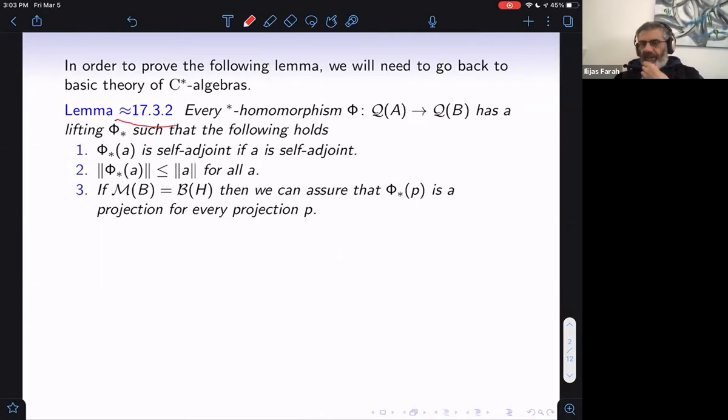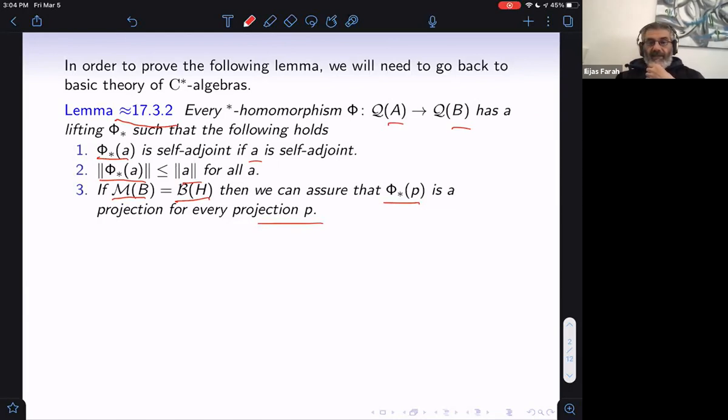This is not exactly lemma 17.3.2, but it is close enough, pretty much the same lemma in some sense. Here, A and B are just non-unital C*-algebras. And the statement is that every star homomorphism phi between their coronas has a lifting phi_*, which has these 3 properties. phi_*(a) is self-adjoint if a is self-adjoint. phi_* is a contraction, as operator algebraists would say: the norm of phi_*(a) is less than or equal to the norm of a for all a. And finally, in our main case of interest, if M(B) is B(H), then we can assume that phi_*(p) is a projection for every projection p. So basically the 3 properties that we'll need phi_* to preserve are being self-adjoint, being a projection, and the norm being less than or equal to something.